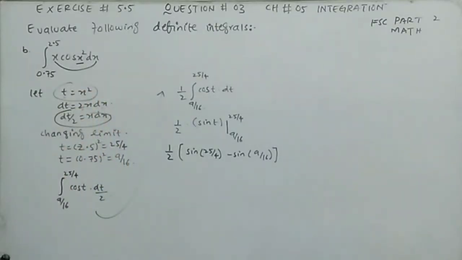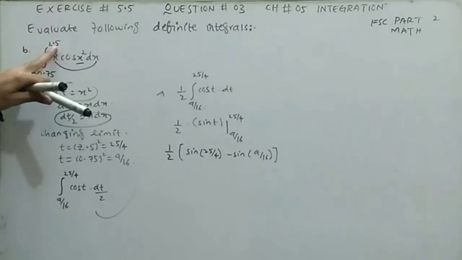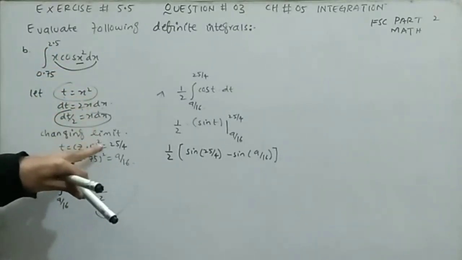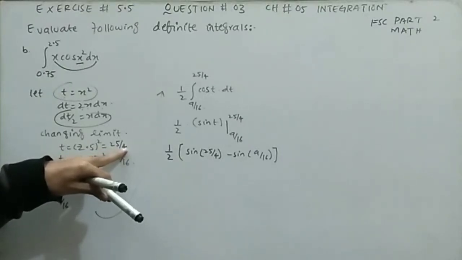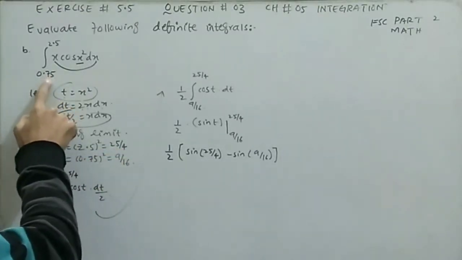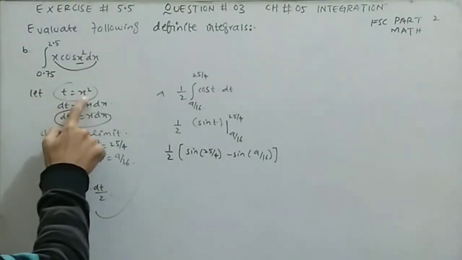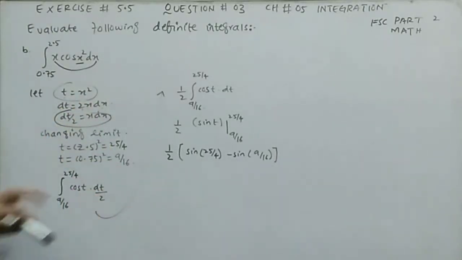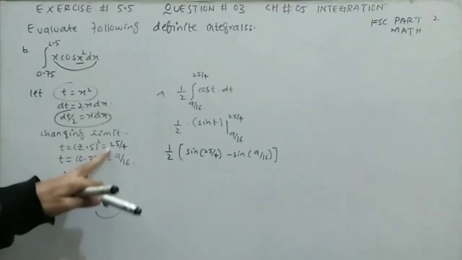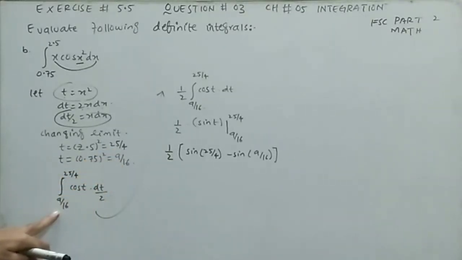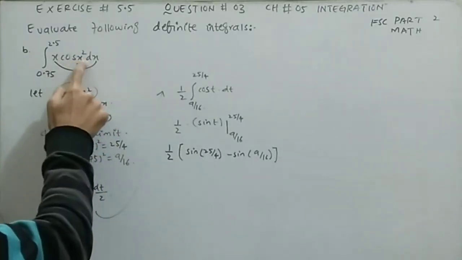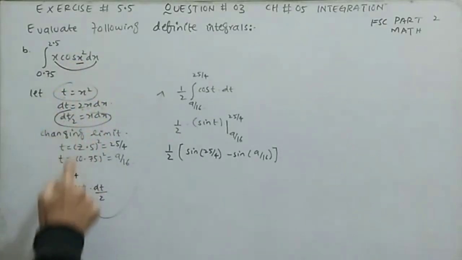Now we will also change the limits. The upper limit is 2.5, so put it over here, and t is equal to 2.5 whole square, which gives us 25/4, converting into a fraction. Put the lower limit 0.75 over here, and t is equal to 0.75 whole square, which gives us 9/16. So my upper limit is 25/4 and lower limit is 9/16. Over here x dx is dt/2 and cos of x², where x² I represent as t, so it becomes cos of t.